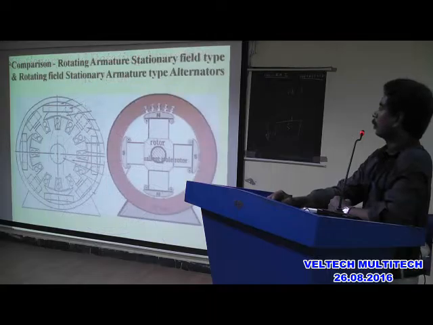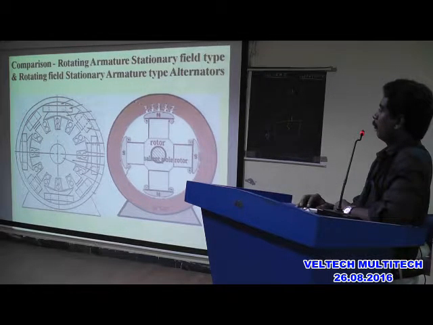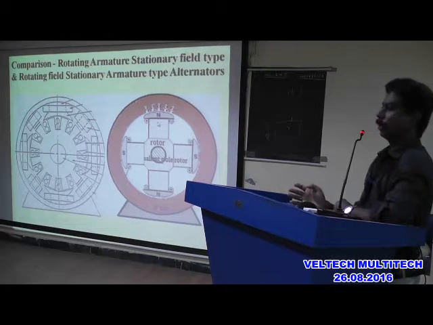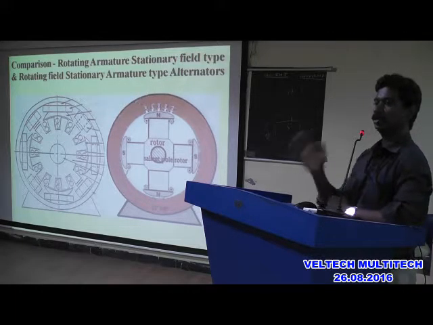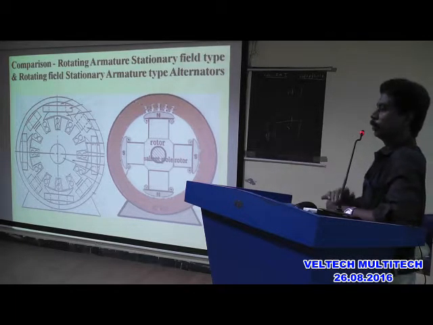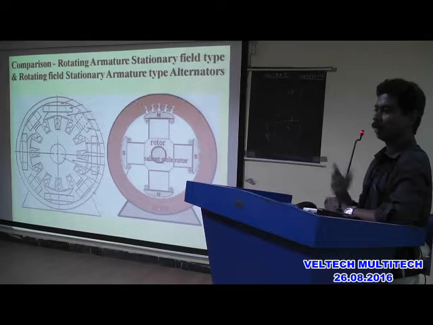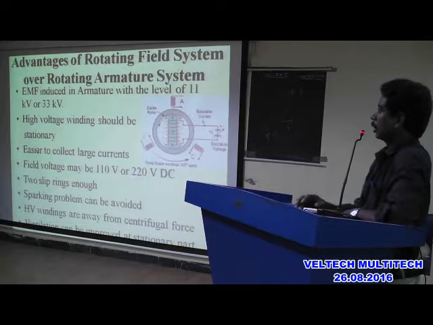Now you can compare these two arrangements. This is the stationary field, rotating armature. Then this is the stationary armature, rotating field. Once you have two types, automatically we have to decide which one is best. So which one is best? Rotating field, stationary armature is best. Why is rotating field, stationary armature best? Because you know the comparison.